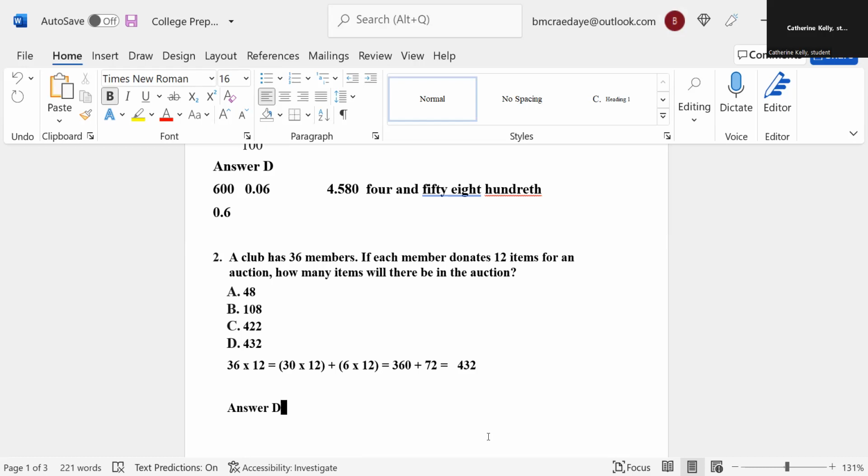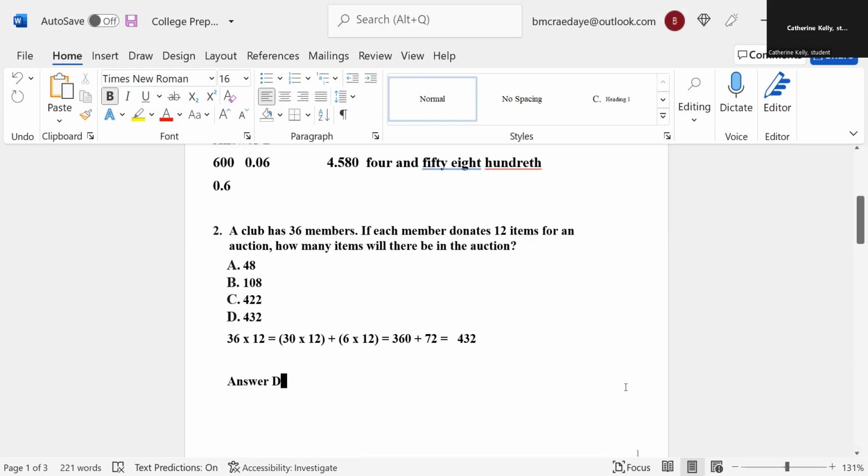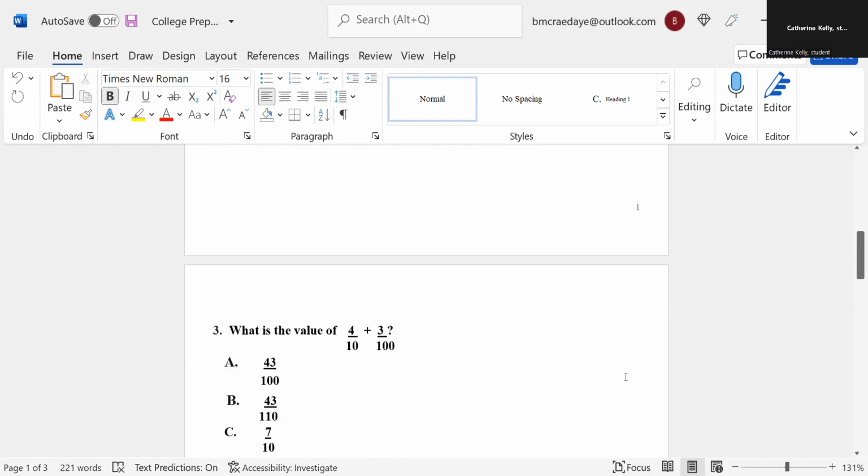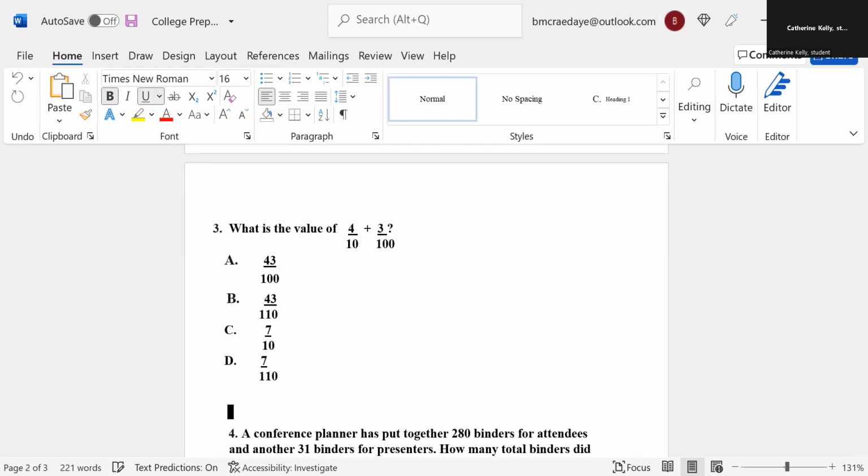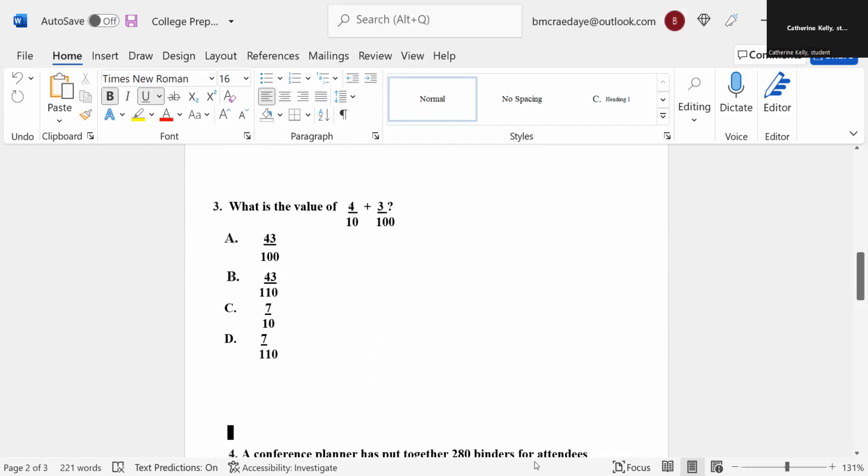No. Okay, let's go to number 3. Read number 3. Tell me how you would solve it. What is the value of 4/10 plus 3/100? Okay, you gotta add that. You can't add fractions unless the denominators are the same. That's right. So what would you have to do first? You have to see what could go into both.